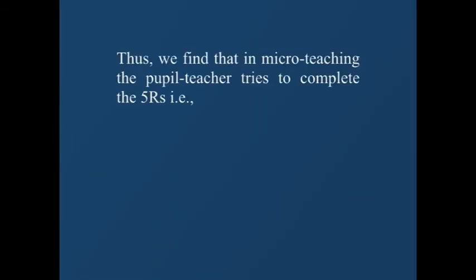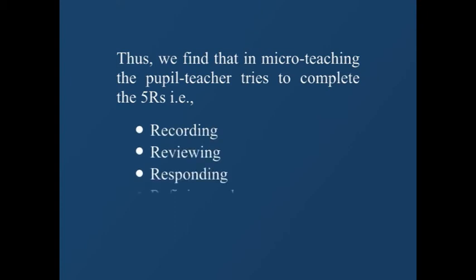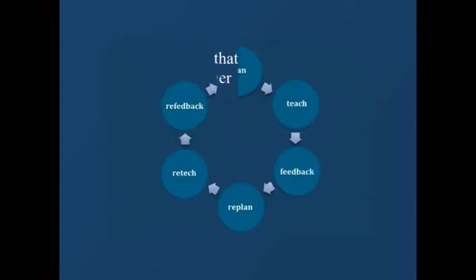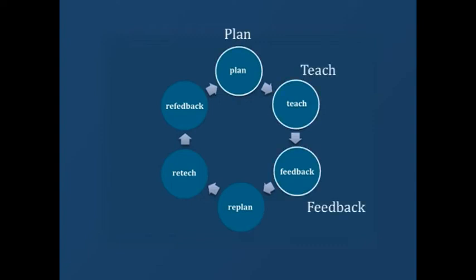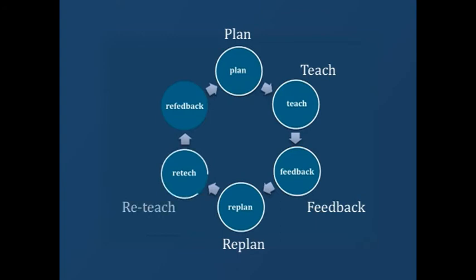Thus, we find that in microteaching, the pupil teacher tries to complete the 5 R's, that is, recording, reviewing, responding, refining, and redoing it. It can be diagrammatically represented as plan, teach, feedback, replan, reteach, refeedback.